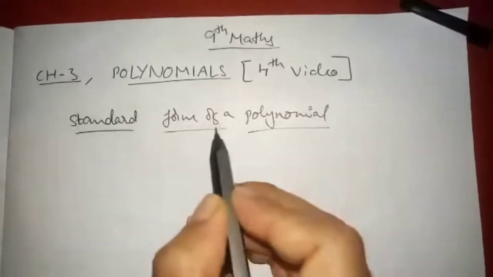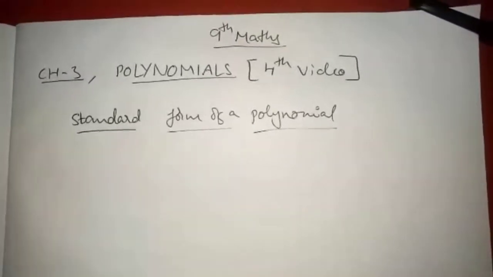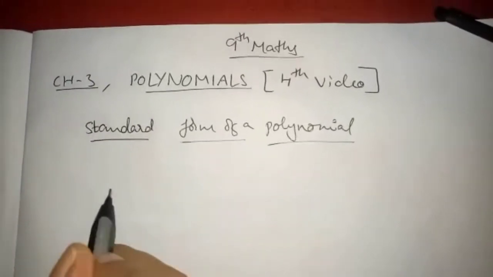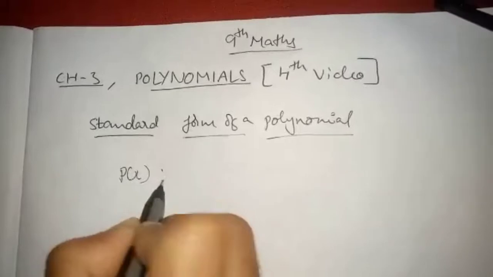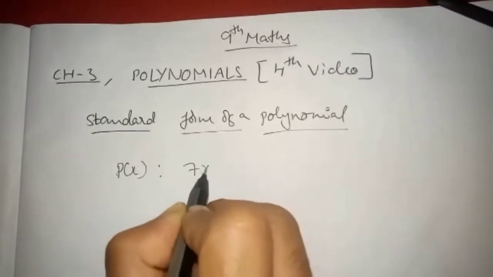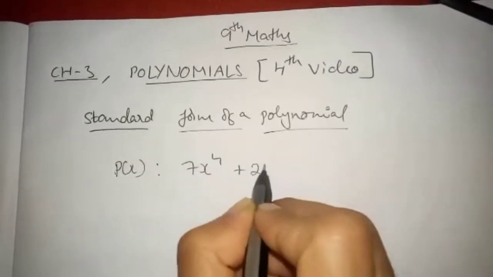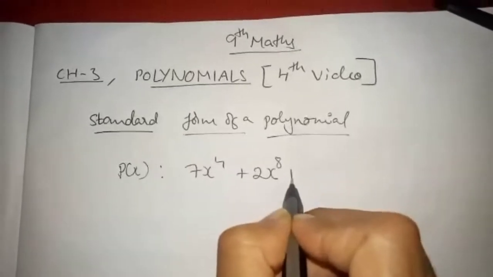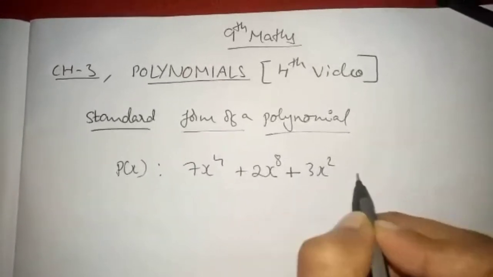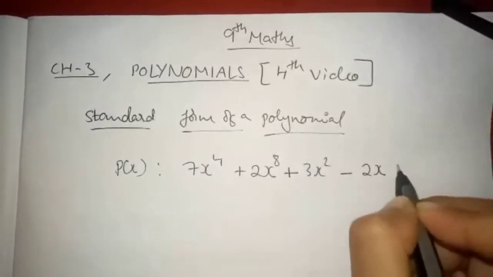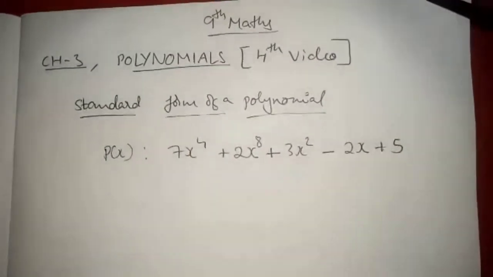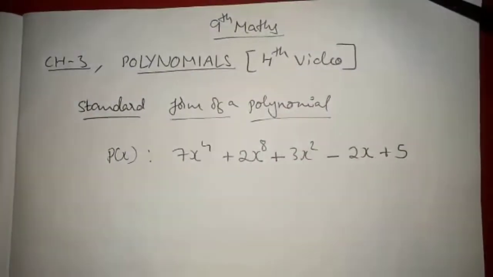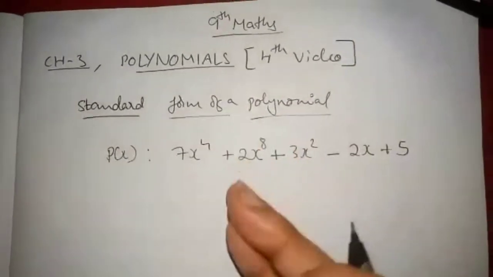So, standard form of a polynomial. How will you write the standard form? If you are given a polynomial in the form 7x power 4 plus 2x power 8 plus 3x square minus 2x plus 5, so this is one given polynomial. How will you write this in standard form if they ask?